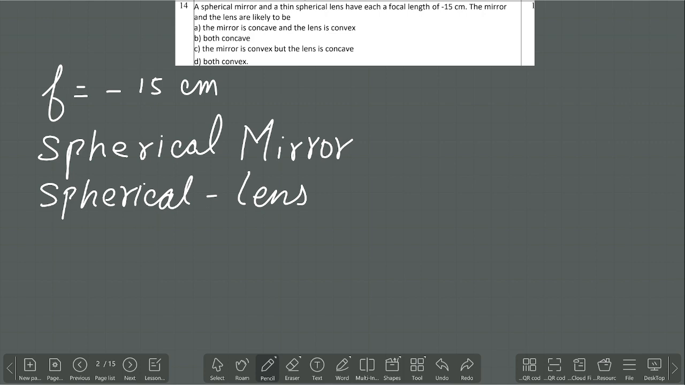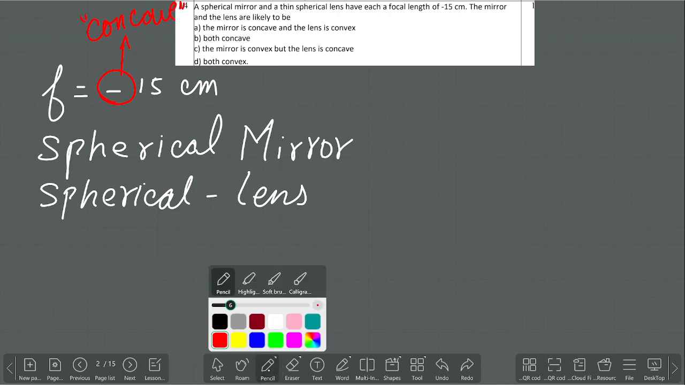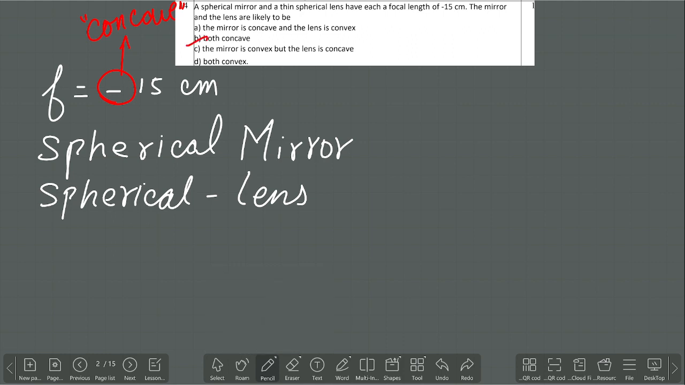If you see over here, they gave the focal length as minus. This minus represents that the nature of the optical device is going to be concave. Only for concave will it be negative. So as per the options, what will be our answer? Our answer will be option B. Both are going to be concave.